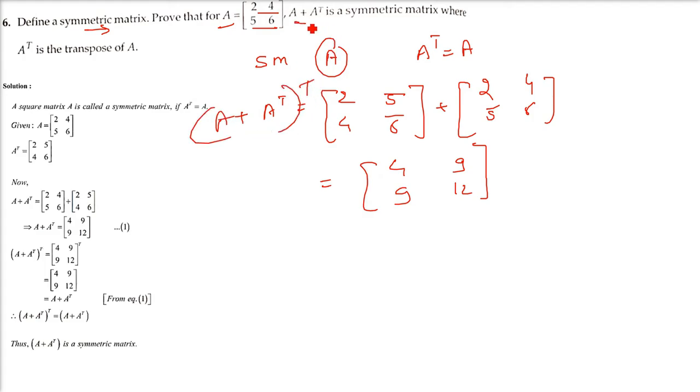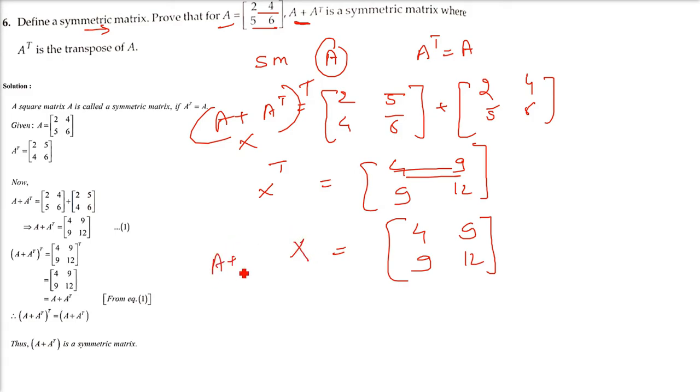Now we have to take the transpose of this. The transpose should come the same. I'm taking the transpose. See, this is X transpose. So row column will be 4, 9 and 9, 12. And the transpose is actually equal to the actual matrix. That is, if I assume A plus A transpose as X, the transpose of X is actually equal to X. This is a symmetric matrix, a square matrix where A is equal to A transpose.